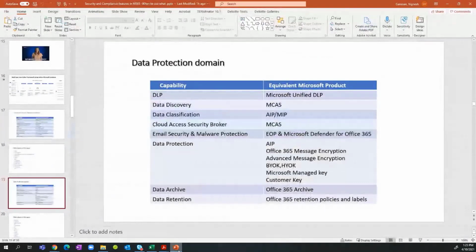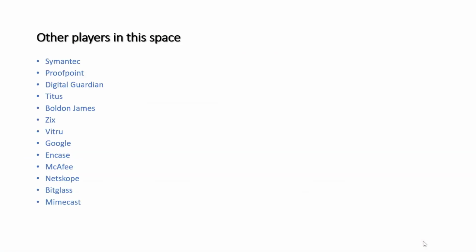So this is what we have from a data protection domain. And to help you understand the other players in this space, these are some well-known vendors who offer the equivalent capability of what Microsoft can offer, right? As I said, Symantec has been a leader in DLP. Then you have Proofpoint, which is sort of a rock star among Exchange practitioners, specifically known for their email gateway solutions, right?